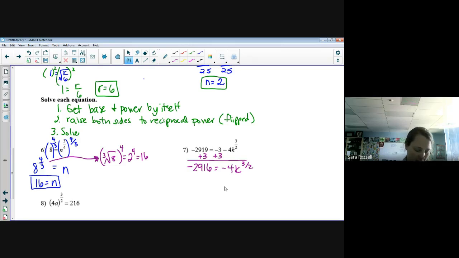Is the base and the power, or are the base and power by themselves yet? Nope. What is our base? Our base is just k, and we have that negative 4 in the front. So we have to divide both sides by negative 4. So here we go. And that is 729.